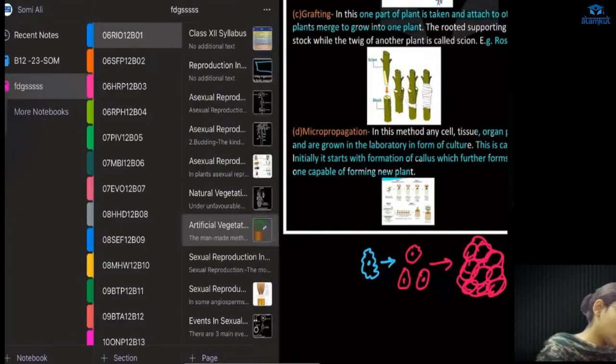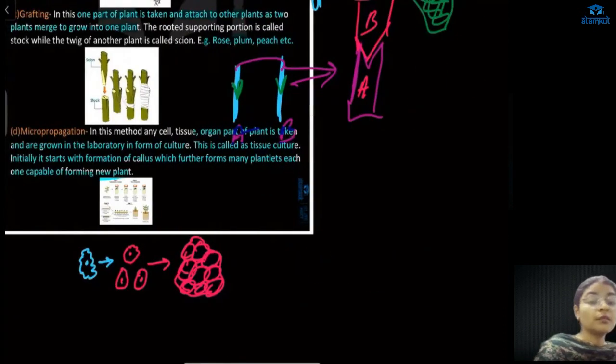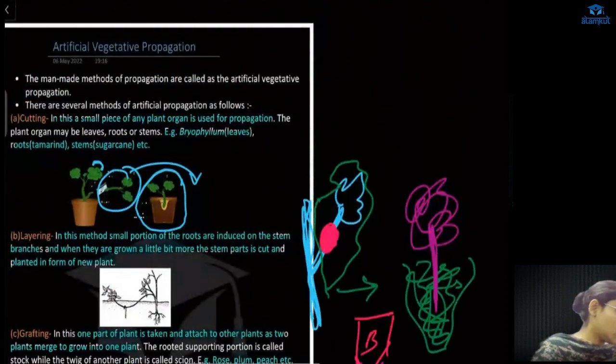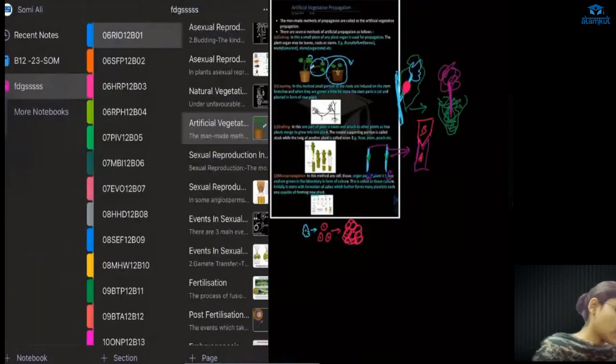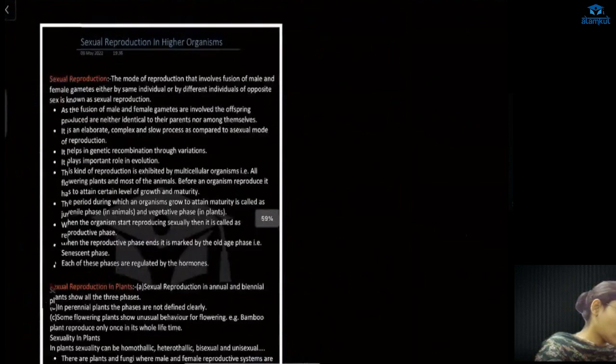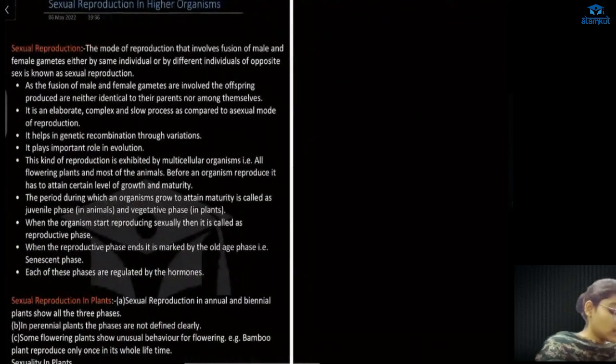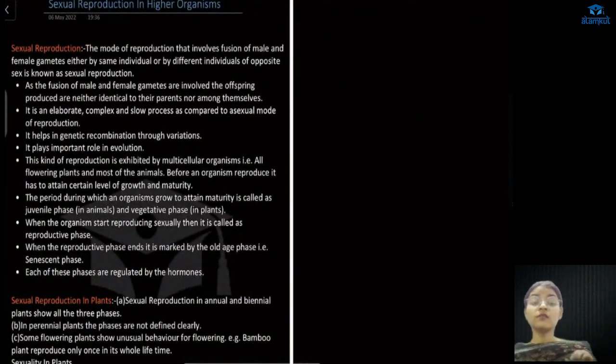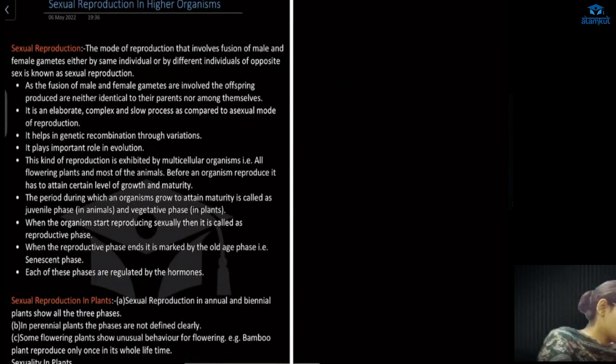This is all about the artificial asexual reproduction in plants and animals. Now we will study the sexual method of reproduction in higher organisms. Okay. So we will just discuss the basics and start with sexual reproduction in plants from the next class. So we will discuss the basics. What is sexual mode of reproduction? The mode of reproduction where fusion of male and female gametes, either by the same individual or by different individuals of opposite sex, is known as sexual reproduction.